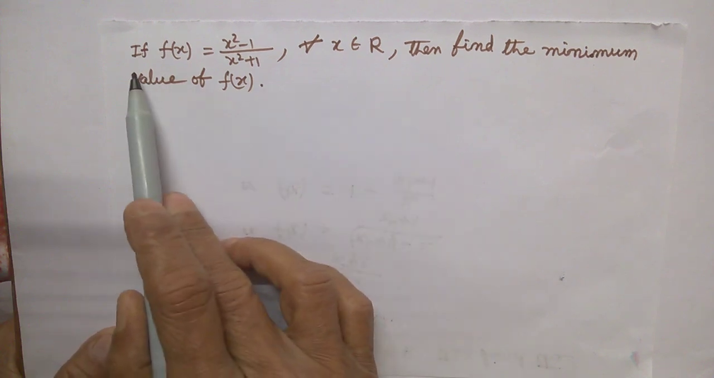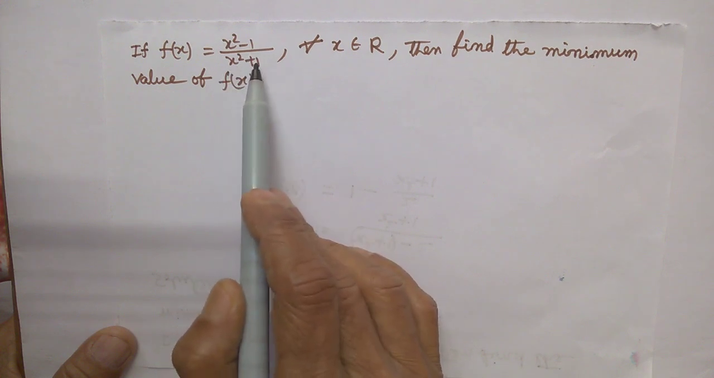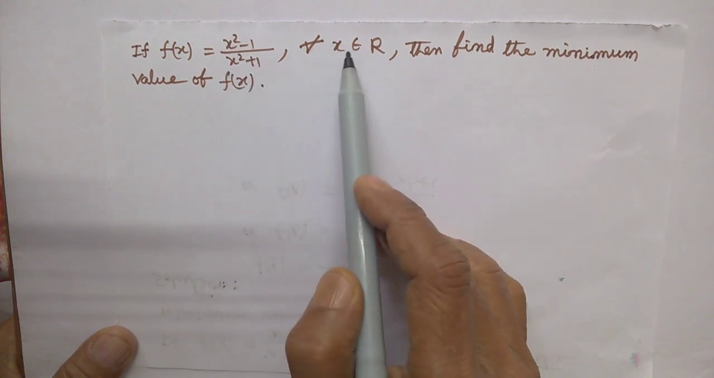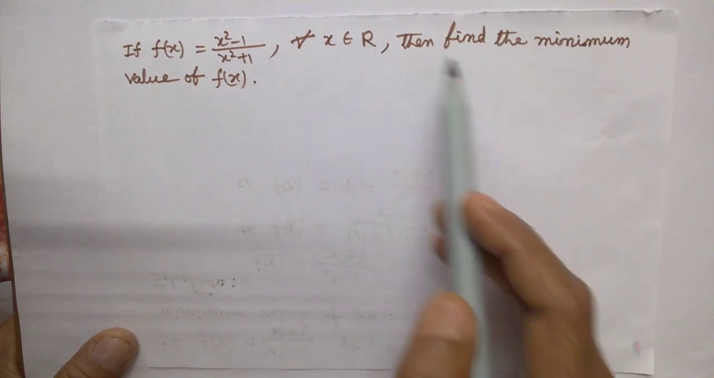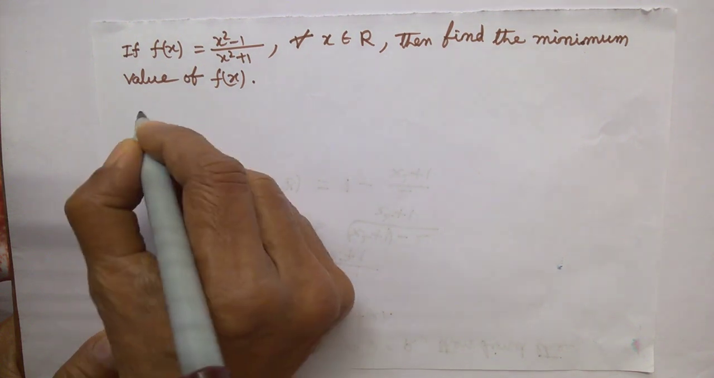Question: if f(x) is equal to (x square minus 1) by (x square plus 1) for all x belongs to the set of real numbers, then find the minimum value of f(x). Now solution.